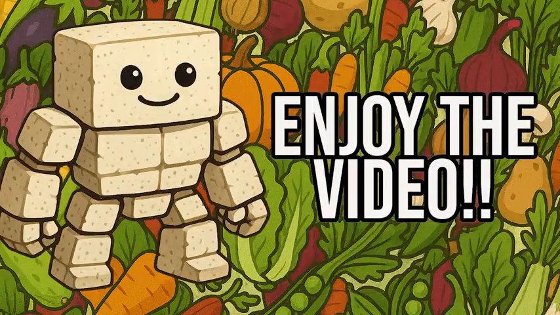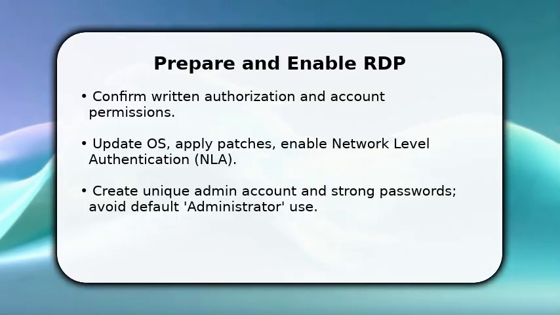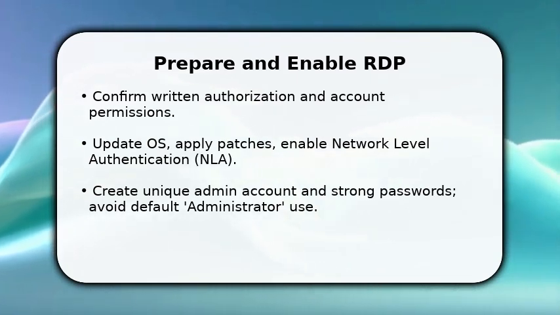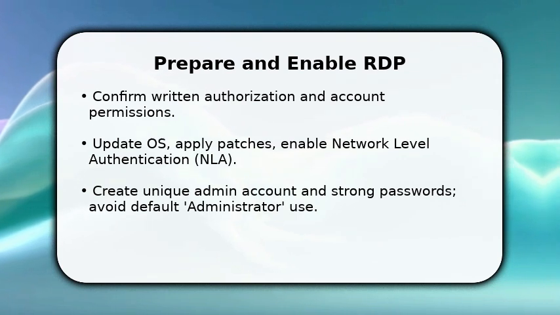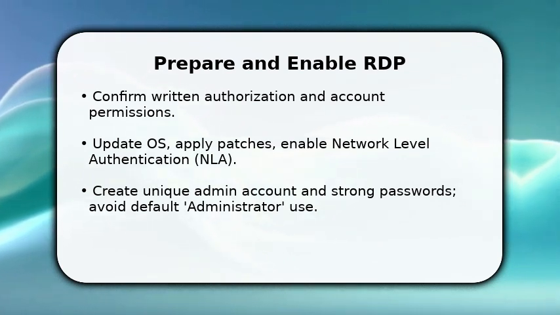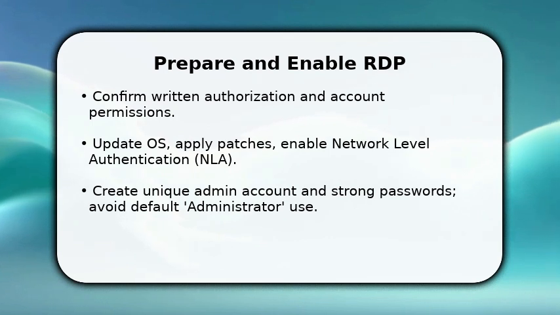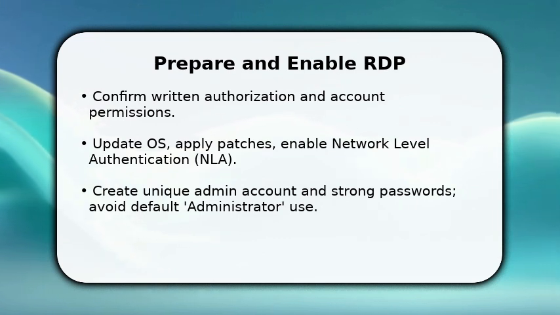Please enjoy the video. You start by verifying you have explicit authorization and the right account privileges. This protects both you and the organization. Next, update the operating system and install security patches so known vulnerabilities are closed. Once done, enable remote desktop and require network-level authentication to reduce exposure.